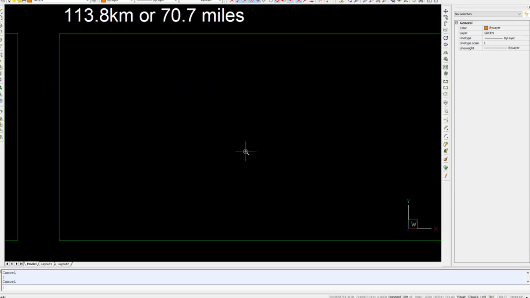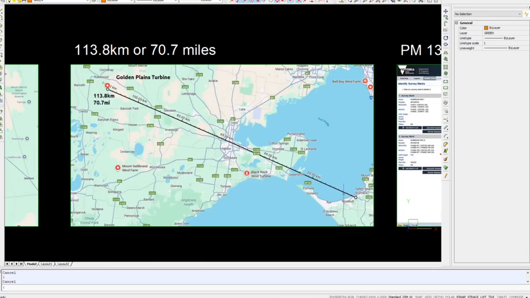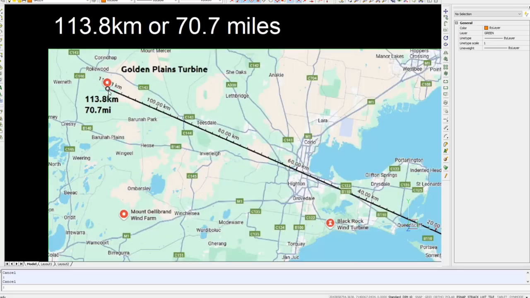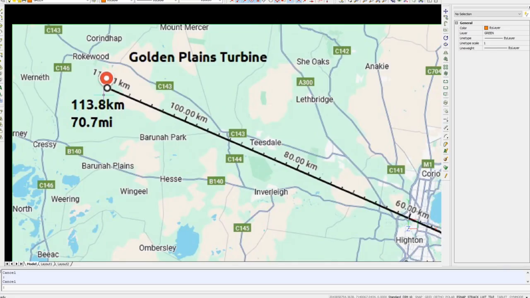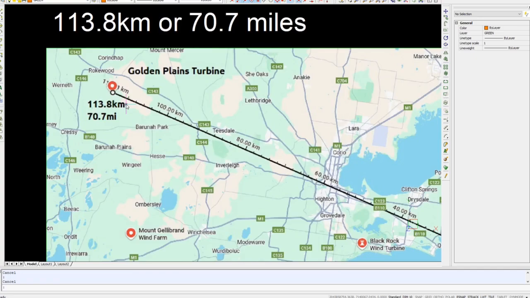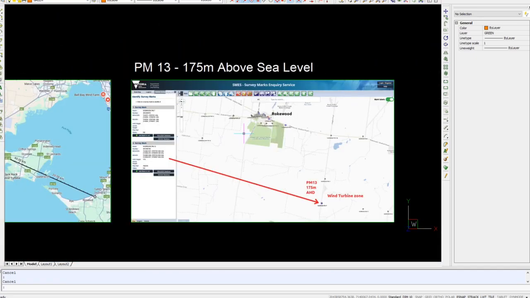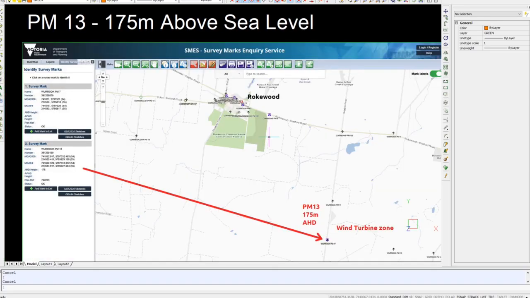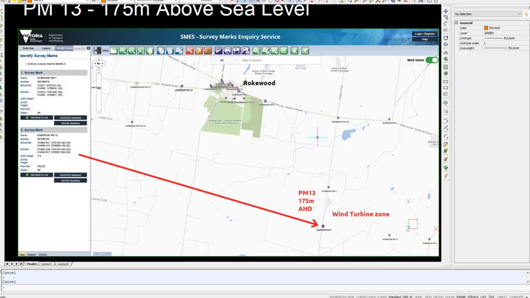Now I did a quick distance measurement from the viewing mountain that I saw, straight over the top of Geelong, and over to that same Rokewood wind turbines. I'm estimating it to be 113.8 kilometres or 70.7 miles. Now I went to the survey mark inquiry service, and I found a survey mark that's right in the middle of the wind turbine zone. We've got PM13, which is 173 metres above Australian Height Datum, which is basically 173 metres above sea level.